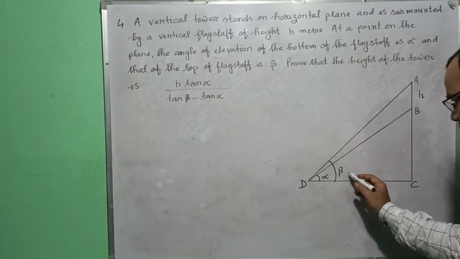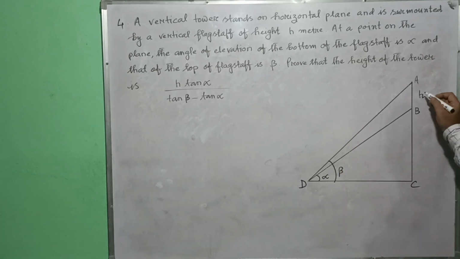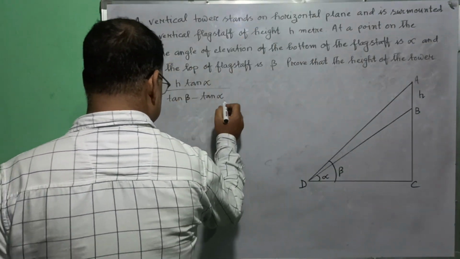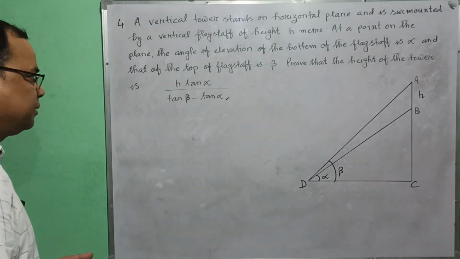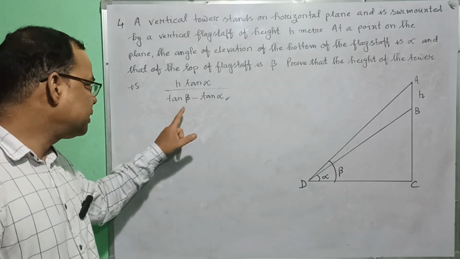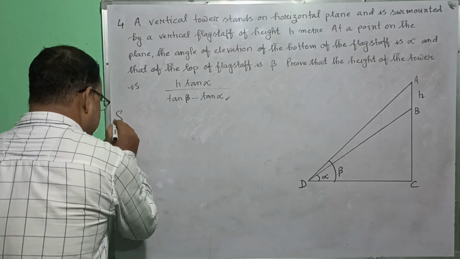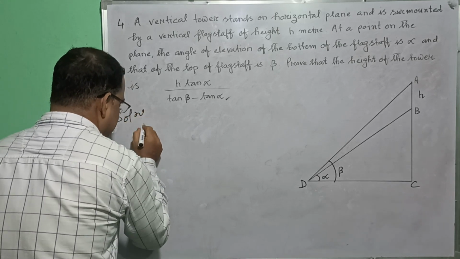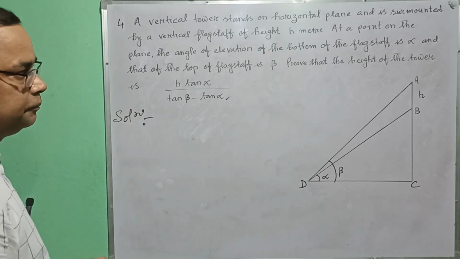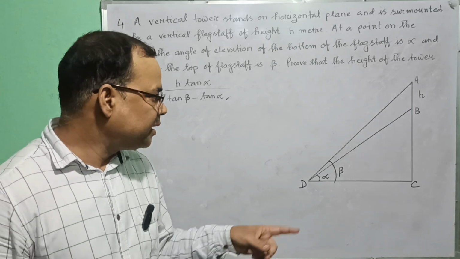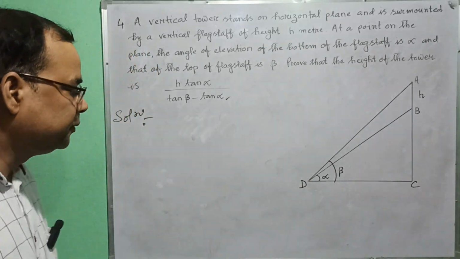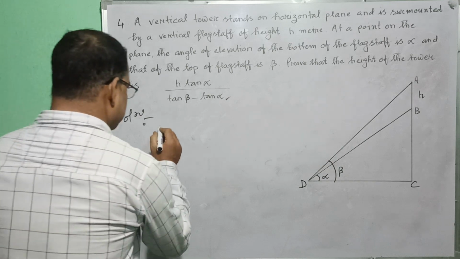So here there are two angles, alpha and beta, and h is the height of the flagstaff, and BC is the height of the tower. Now we are going to prove that the height of the tower is h tan alpha divided by tan beta minus tan alpha. So we'll write the solution. From the figure, it is clear that there are two right triangles here.